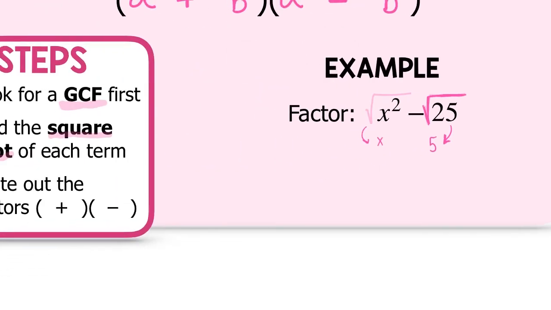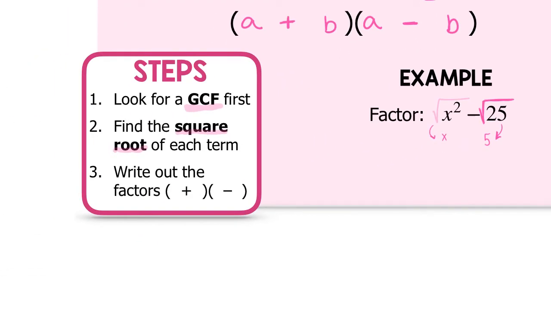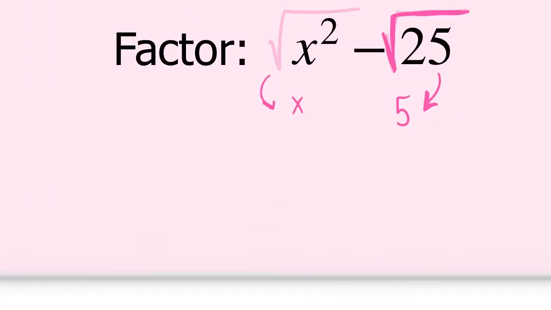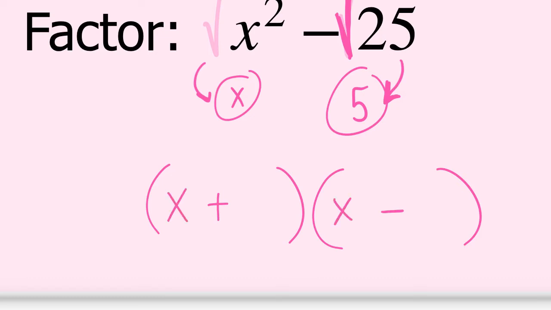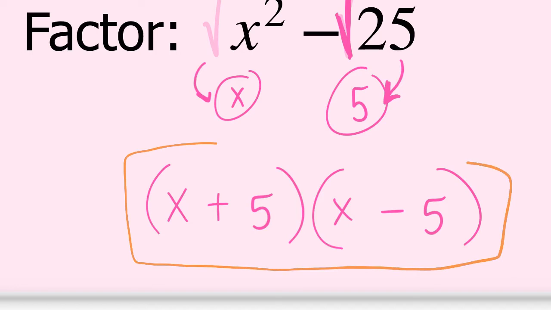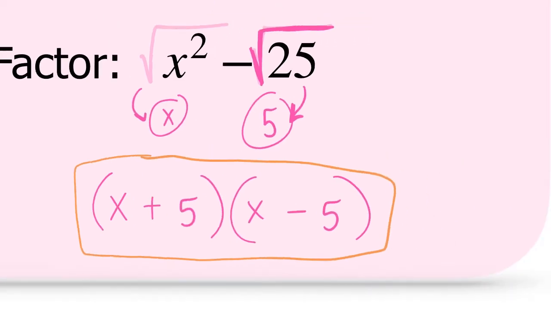Once you figure out those square roots, we just fill in the factors. And you make sure that one of them has a plus sign and one of them has a minus sign. So we have x and 5, so we're going to write out our two factors. We're going to make sure one's a plus and one's a minus. So in the first part, it's going to be x and 5, and in the second part, x and 5. And you can always double check if you wanted to. You could multiply these out and make sure that you end up with x squared minus 25. So this would be our answer here. So that's how you factor a difference of squares.